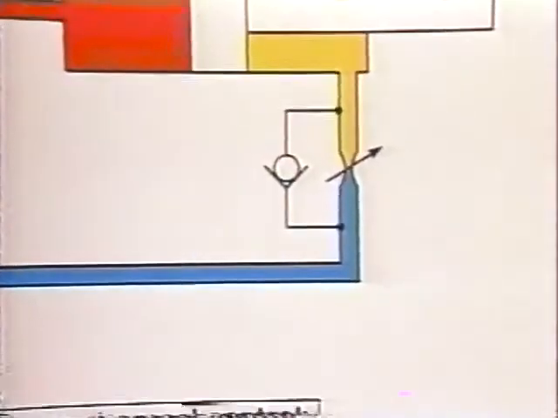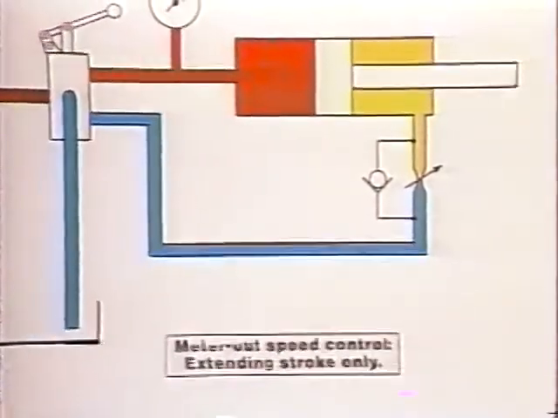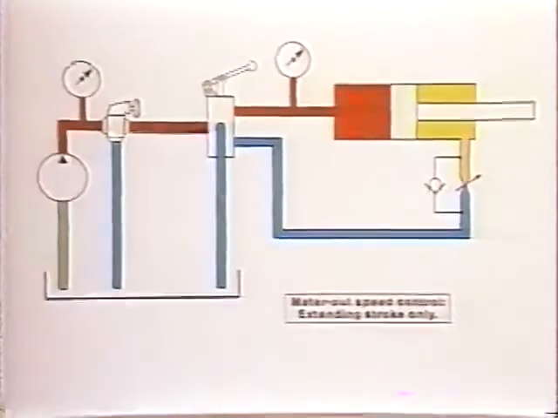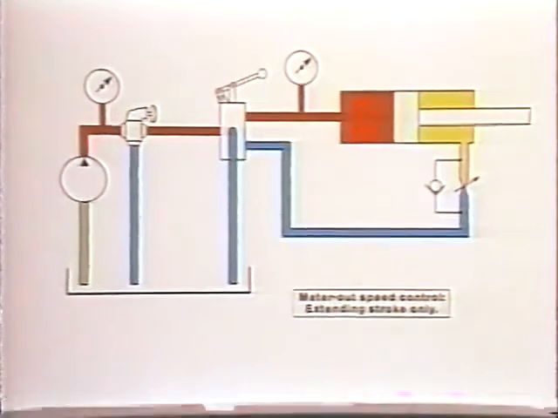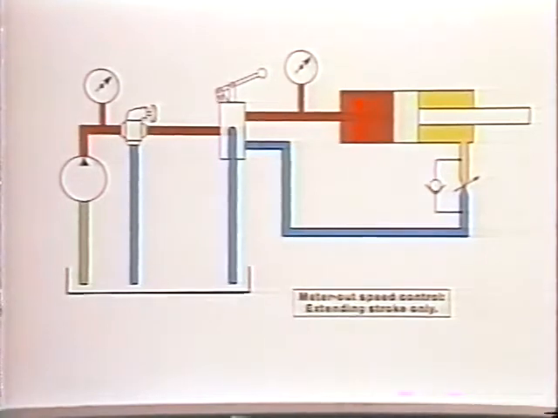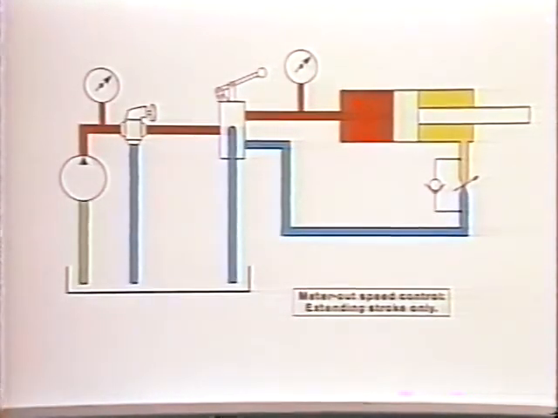In other words, we'll control the flow coming out. This is known as a meter-out circuit. Now, if we were to close the flow control completely, the oil could not exhaust from the cylinder, and it couldn't move. By regulating the size of the opening, we can control the flow rate and thus the speed of the cylinder.